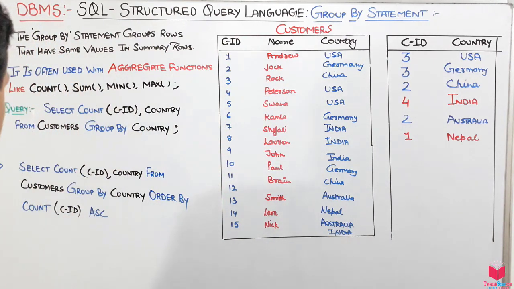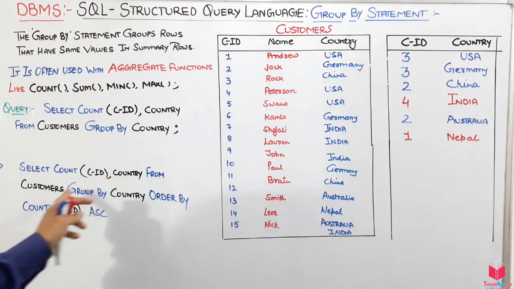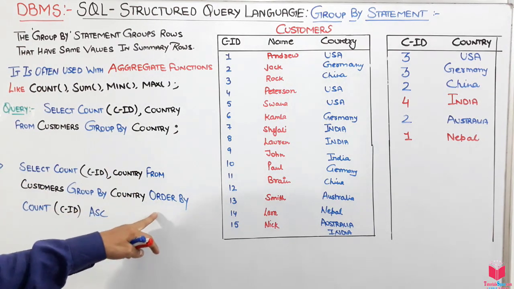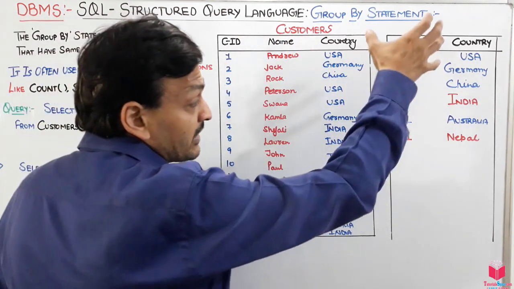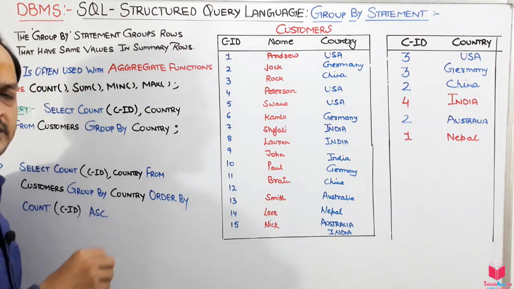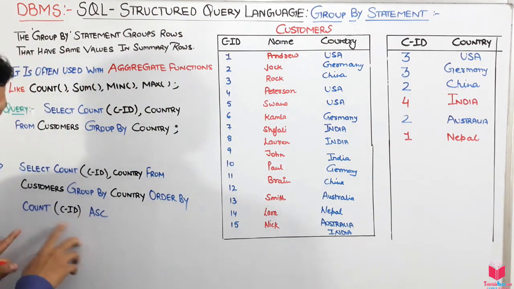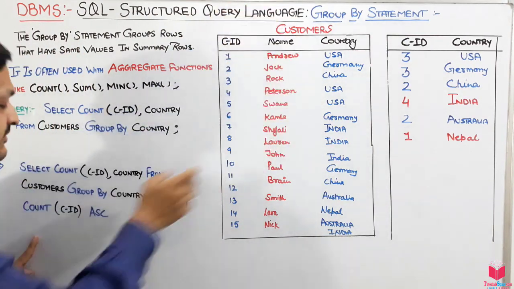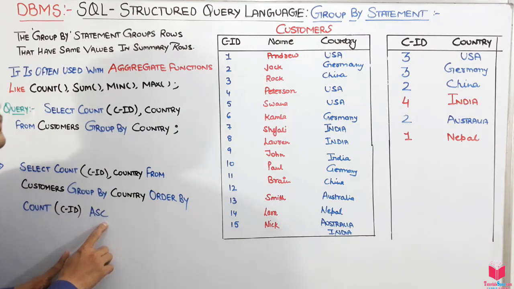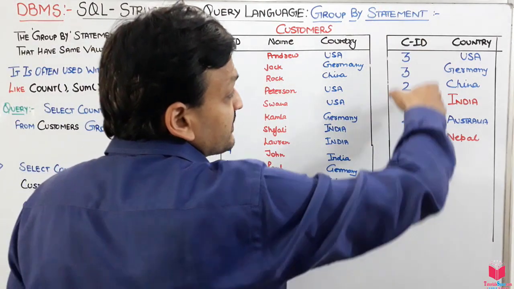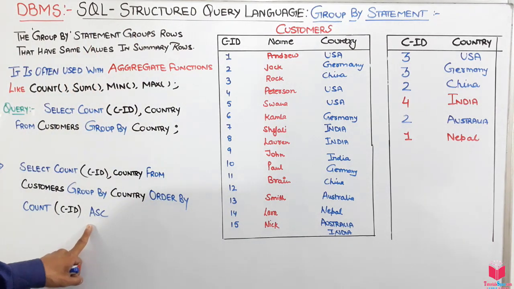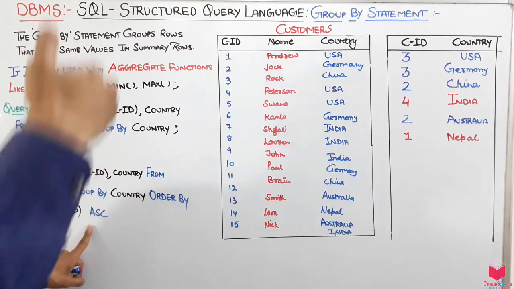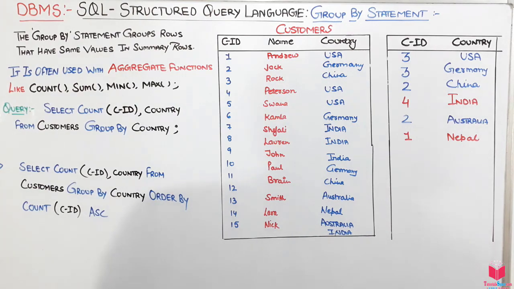Let's see some other aspects. SELECT COUNT(CID), country, the same thing, FROM customers GROUP BY country, but there is an extra thing, ORDER BY. Please arrange the values in a particular order, ascending or descending. So ORDER BY count, we arrange the counted values in ascending order. So we have to sort these values on the basis of ascending order.